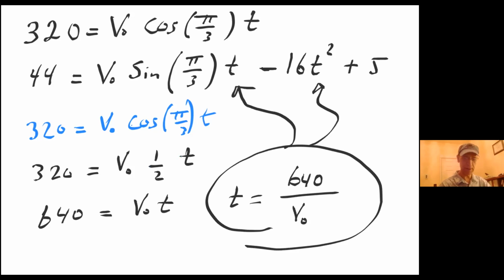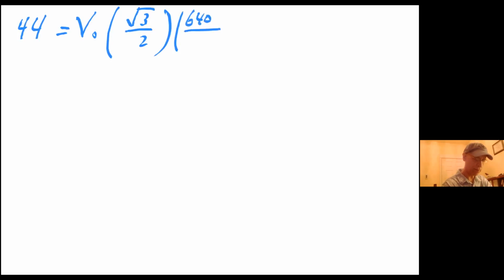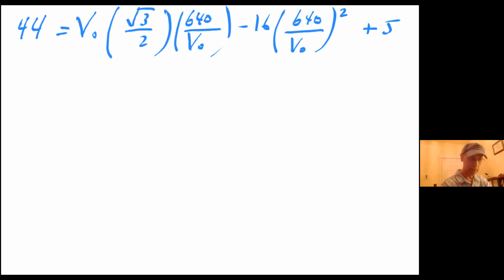So I'm going to go ahead and go to the next page. So I have 44 equals v naught root 3 over 2 times 640 over v naught, minus 16 times quantity 640 over v naught squared, plus 5. So I can subtract 5 from both sides, and I can also cancel this v naught.